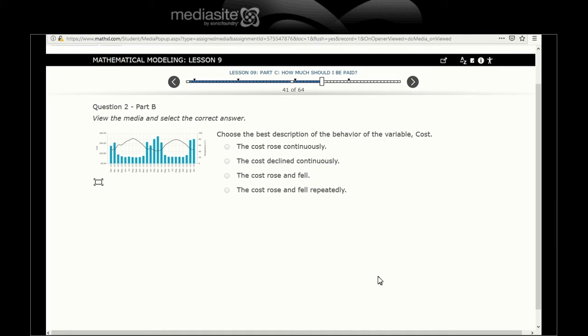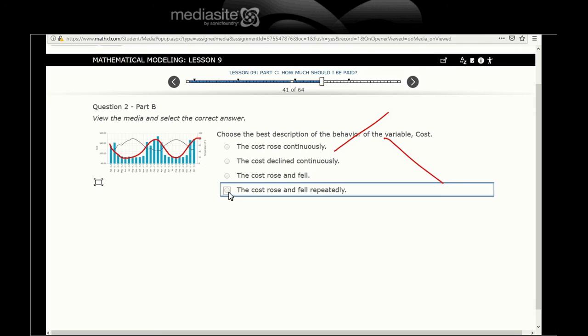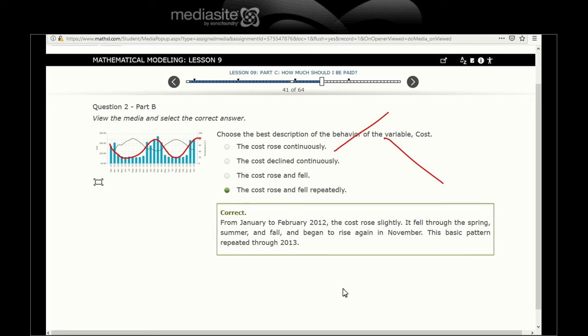Let's look at the cost. The cost rose continuously? No, that means we just kept going that way. Decline? Nope. Yes, it rose and fell. But more importantly, it rose and fell repeatedly. So fell, rose, fell, rose. Basically implying there's a pattern, and there is.